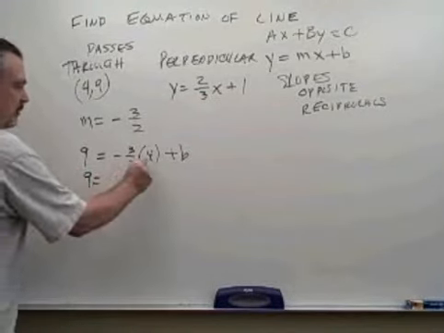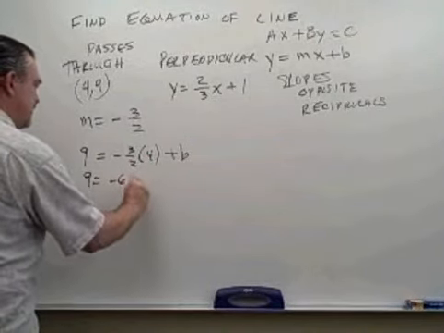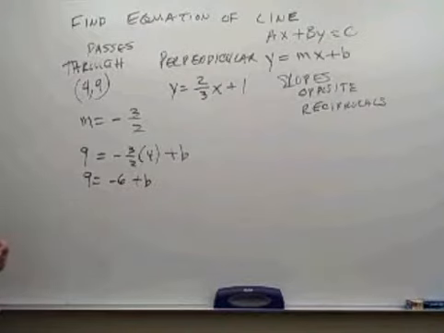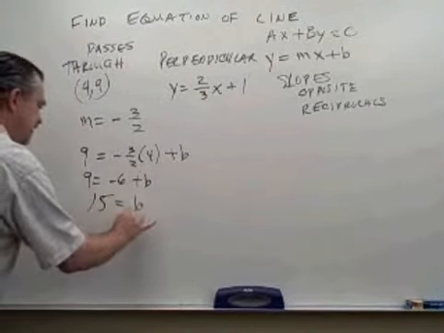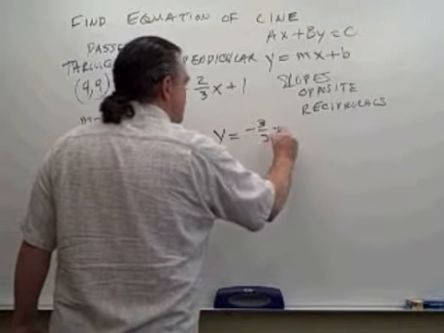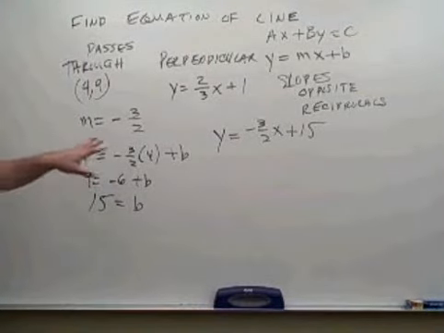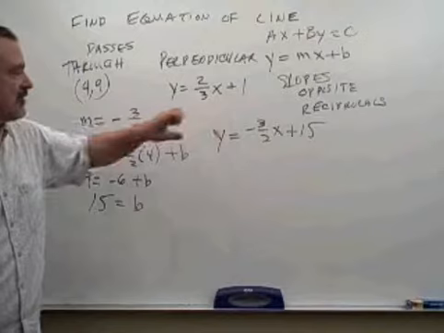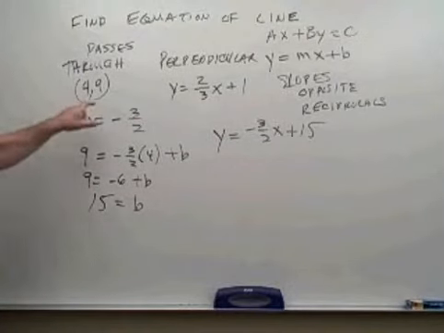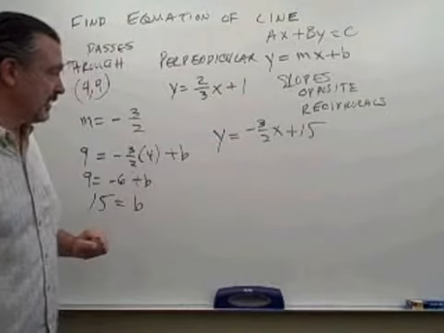So 9 equals, 2 goes into 4 2 times, so -3 times 2 will be -6. Adding 6 to both sides, I have 15 equals b. So y equals -3/2x plus 15 would be the equation of the line that is perpendicular to the line defined by this equation, and it passes through the point (4, 9). And this is the equation written in slope-intercept form.